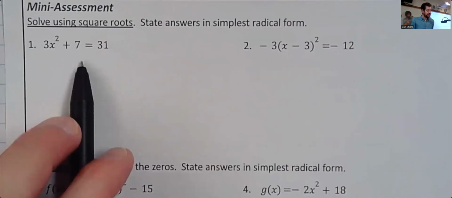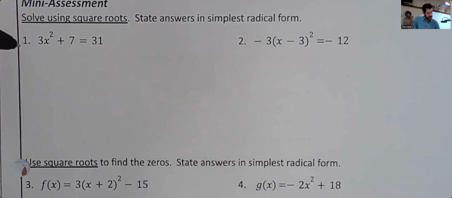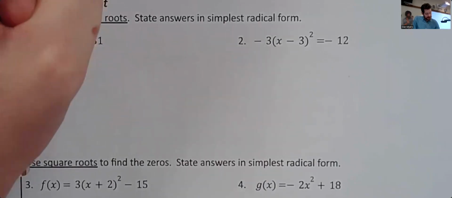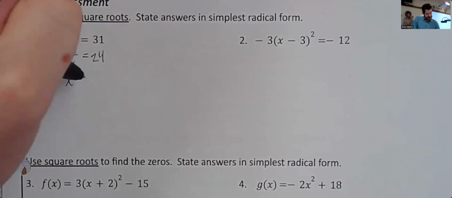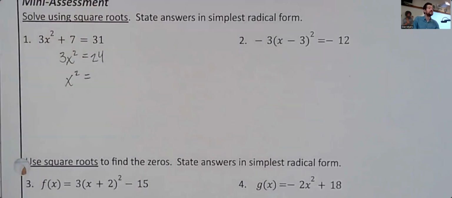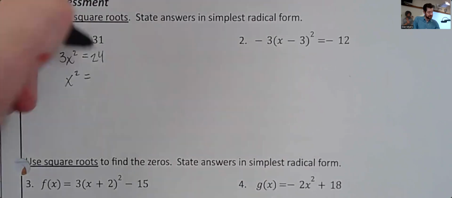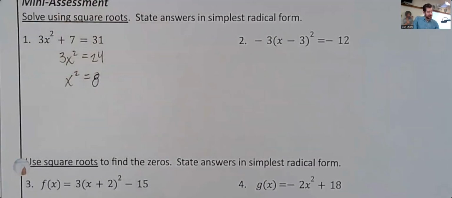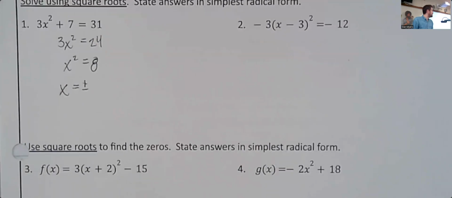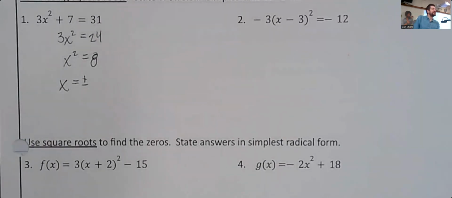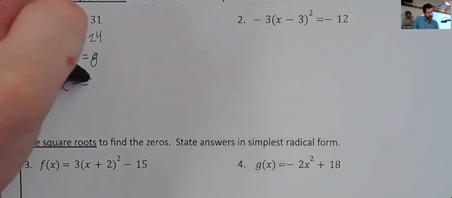So first thing we need to do, subtract 7 from both sides. That'll be 3x squared equals, what is that, 24? Divide by 3, x squared equals 8. And then x would equal positive and negative the square root of 8. What would the square root of 8 simplify to? That would be the square root of 16. 2 root 2, yeah.